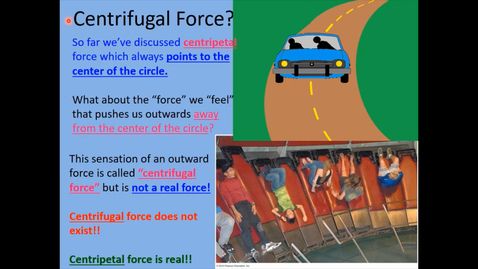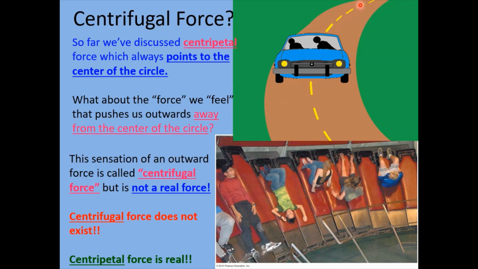One thing you've probably heard before is this idea of a centrifugal force, not centripetal force, but centrifugal force. So far, all we've been discussing is centripetal force, which always points to the center of the circle. But what about this so-called force or feeling that we sense that pushes us outward away from the center of the circle? You've no doubt experienced this many times.